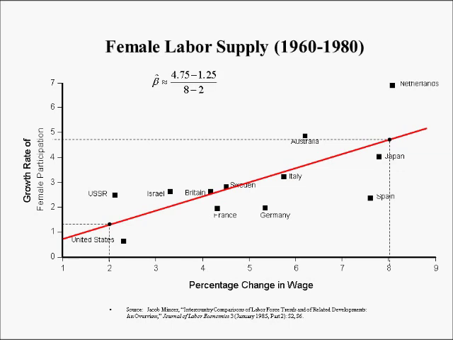So beta hat here, the estimated slope of this regression line, would be about 4.75 minus 1.25 divided by 8 minus 2, or 3.5 divided by 6, or 0.583. Thus, this line is suggesting that the substitution effect dominates the income effect for women in these labor markets between the years 1960 and 1980.